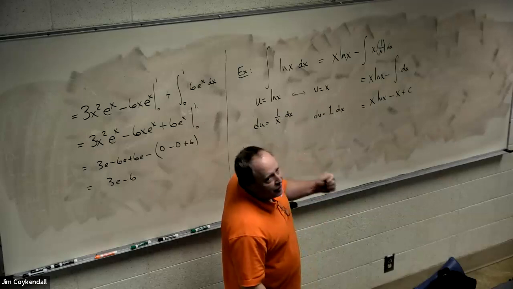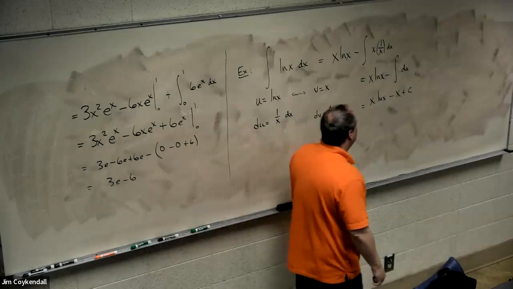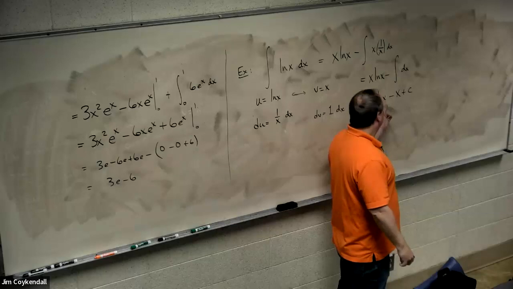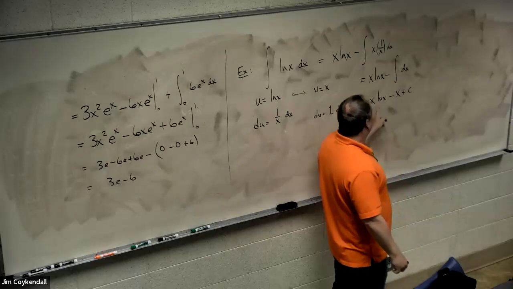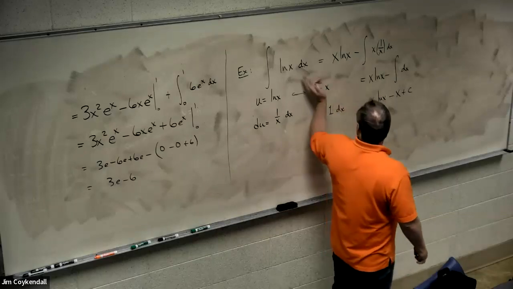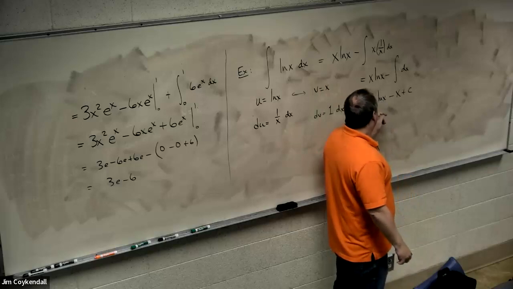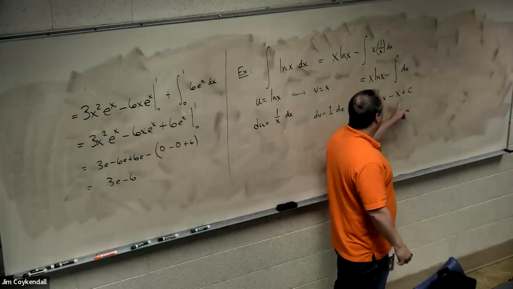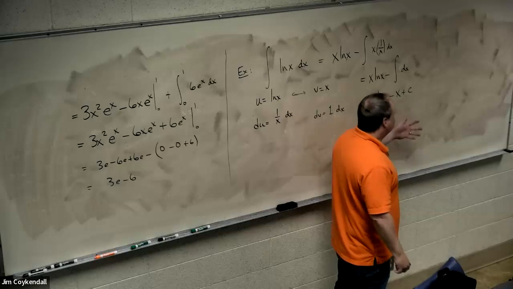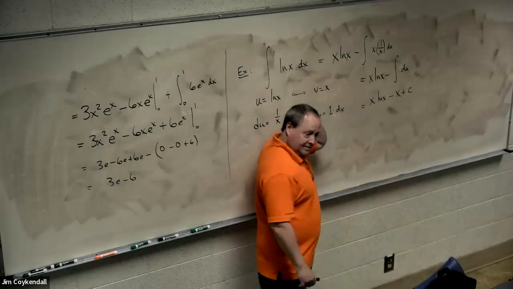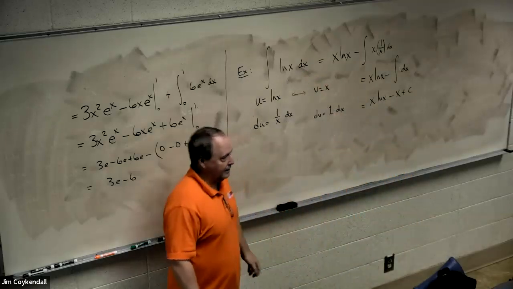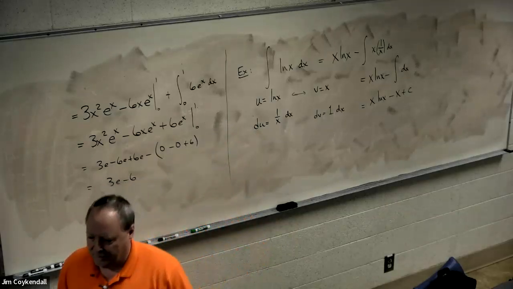And again, just like yesterday, all your answers are checked. Take the derivative of this. Product rule: 1 times log x, there's log x, and then x times 1 over x, which is 1, that's minus 1 which cancels. Any questions?